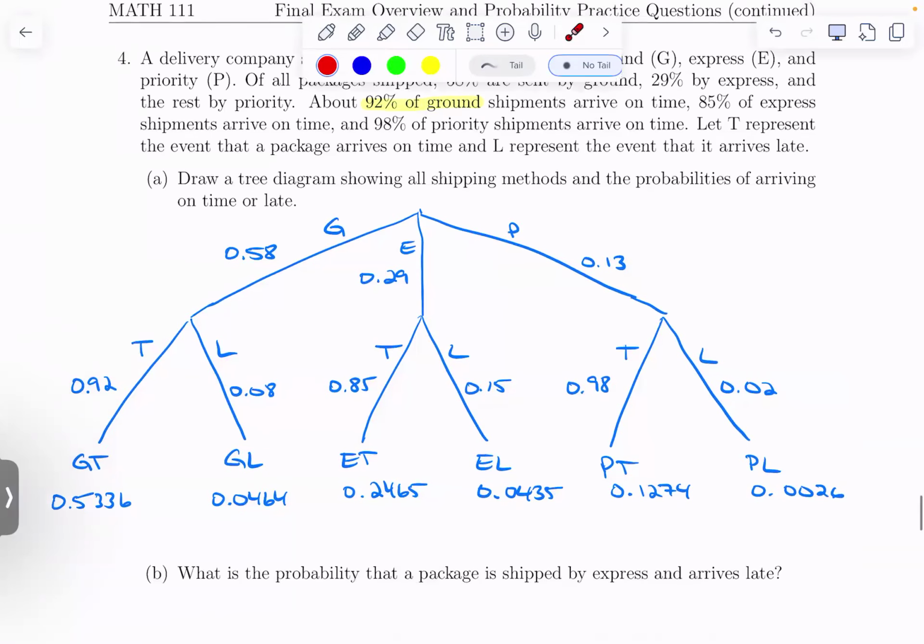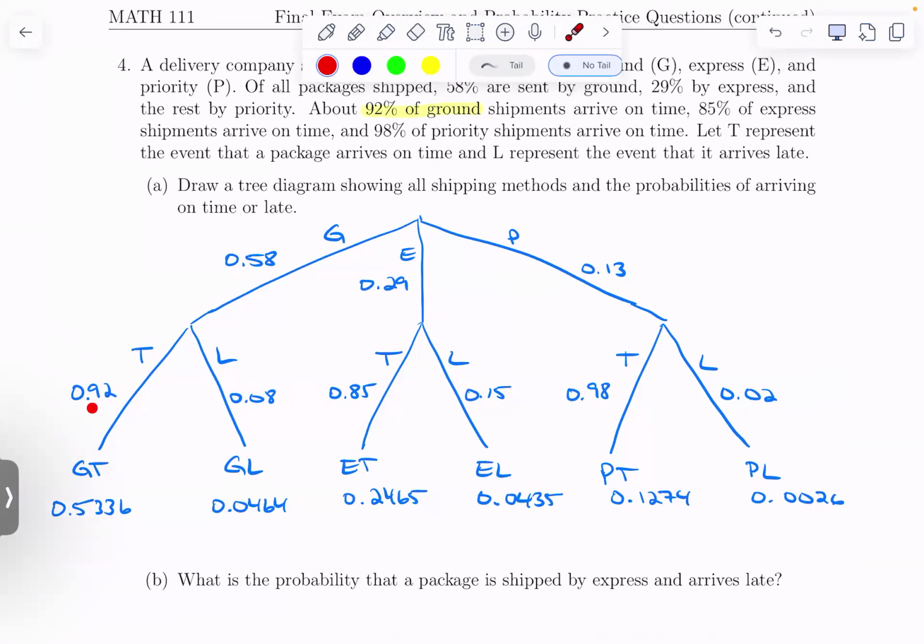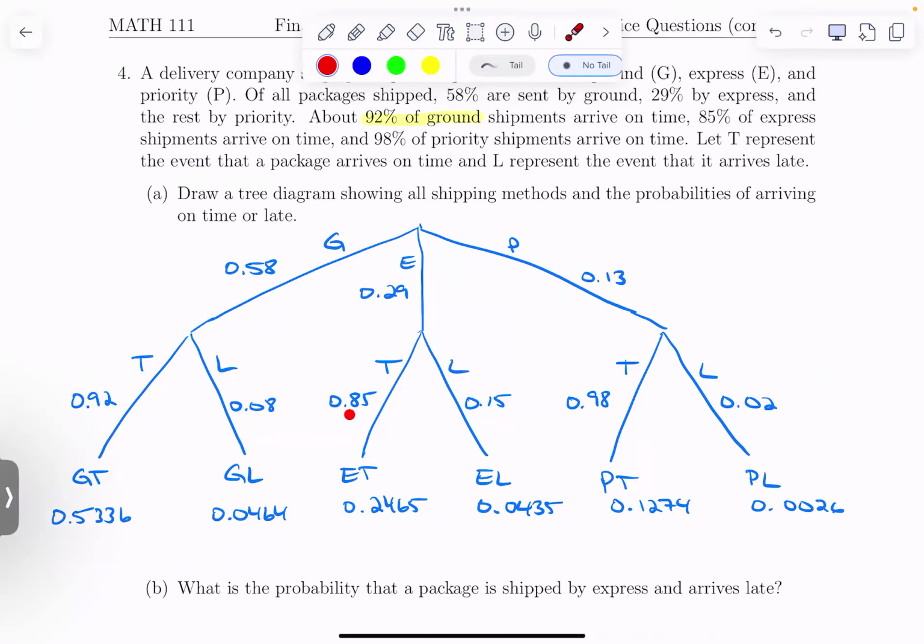If 92% of ground shipments arrive on time, then that means that 8%, or 0.08, arrive late, right? 1 minus 0.92. And then if we take the 85, or 0.85, on time for express, then 0.15 arrive late. And same thing for the priority, 0.98 arrive on time, which means 1 minus that arrives late.